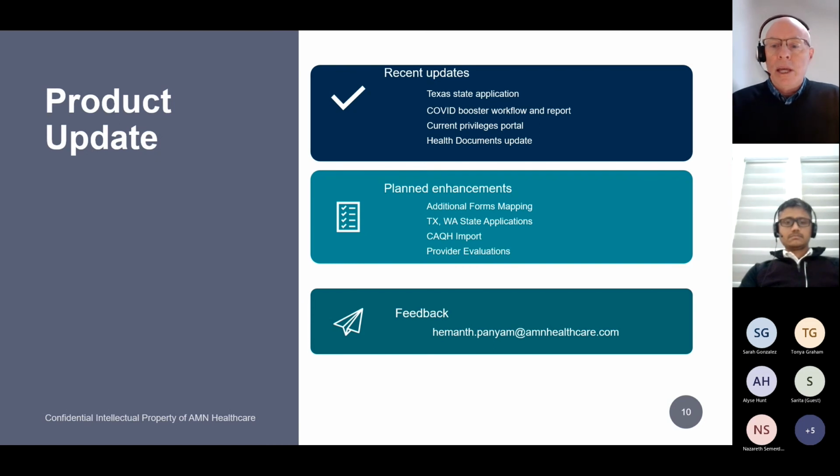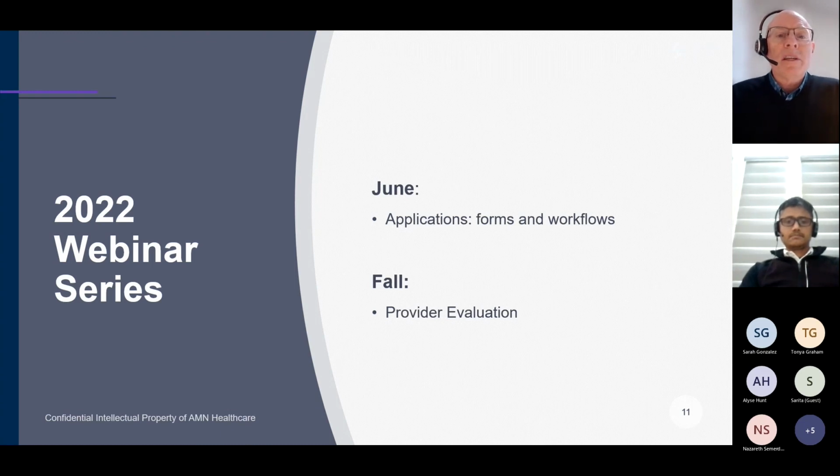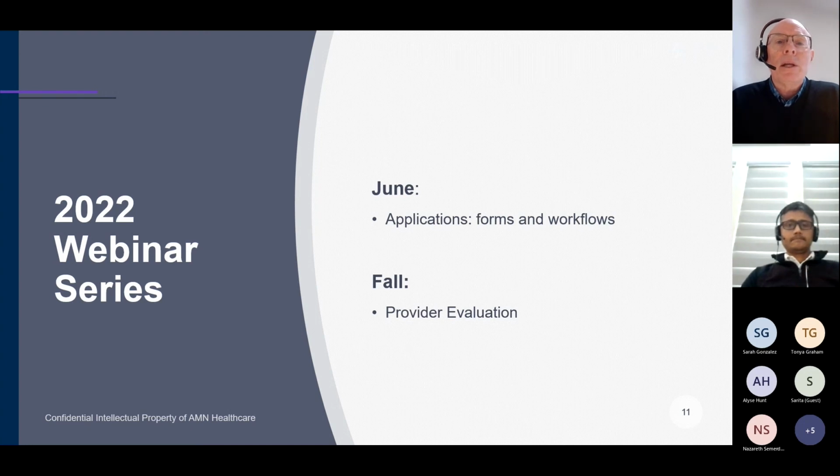So with that, I'll end and just mention that we do have a webinar planned in June. We're going to revisit application processing because there have been a lot of changes and enhancements in that area, some of which aren't necessarily apparent, some of which are very obvious. And we thought this is an area that really applies to every Silversheet client. And then in the fall, after the summer break, we'll be back in September, and we'll introduce provider evaluation and quality management. And we're very excited about that.